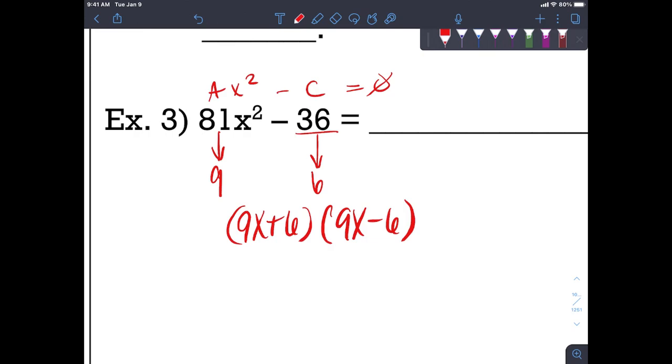Traditional factoring will still work on these. So if you don't understand this, if this is something that goes over your head, you can still totally factor normally. Now let's just verify that this is going to be the correct answer.